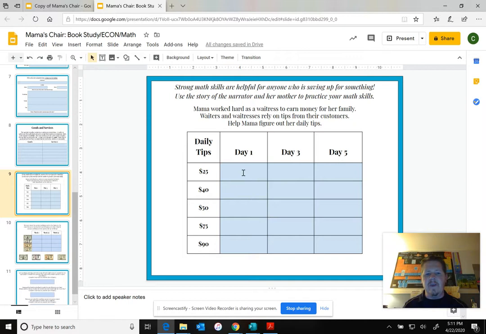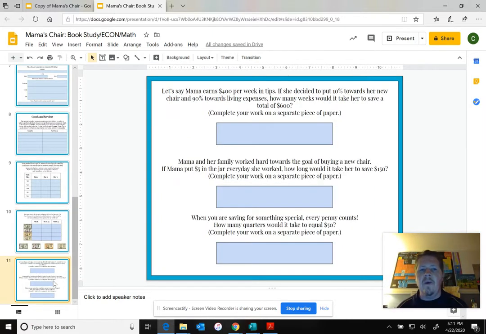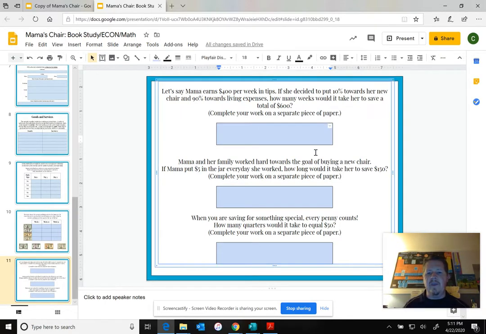So this is a table that looks at how a waitress or a waiter, when they earn their tips, how that would multiply. And the more they make, the more they're going to earn, or they're going to be able to save. And then this is a multiplying money activity. And then there are 3 word problems. To answer those, just once again, type in the box and you can type in your response.